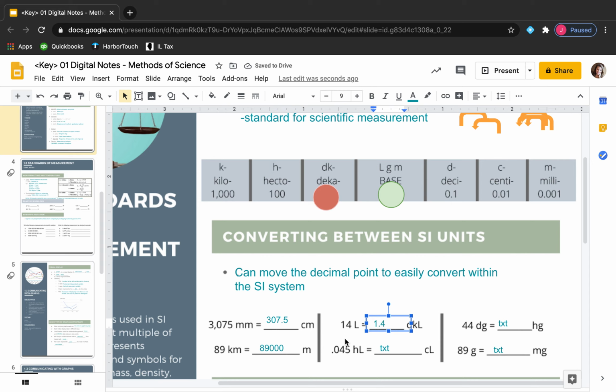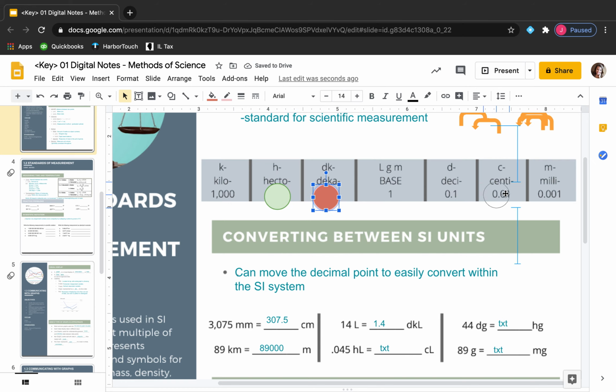Okay, for the next one, we're starting with hectoliters. So move my starting point. 2 centiliters. Okay, so we're going to jump 1, 2, 3, 4 to the right. Okay, so find your decimal point. We actually have the decimal point in this problem. So start on the decimal. We're going to move 4 to the right.